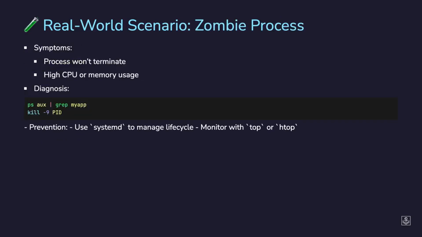Zombie processes are defunct processes that remain in the process table. They can consume resources and cause instability. To diagnose, use ps aux | grep to find the process. Use kill -9 PID to force termination. Prevent them by using systemd to manage service life cycles. Monitor regularly with top or htop to catch issues early. Zombie processes often indicate poor script hygiene or missing exit handlers.